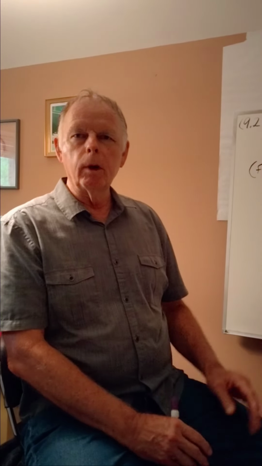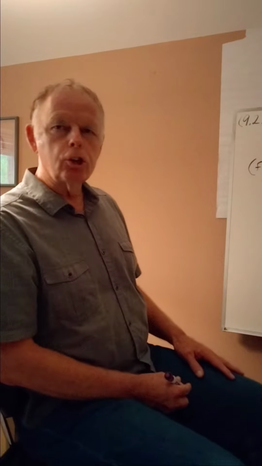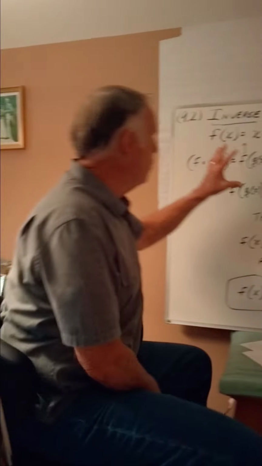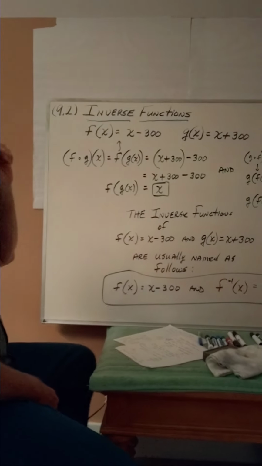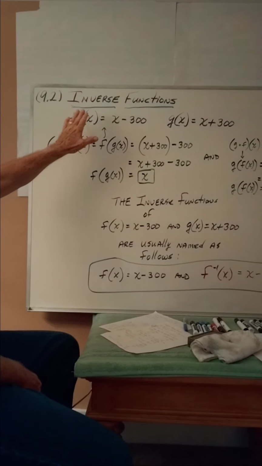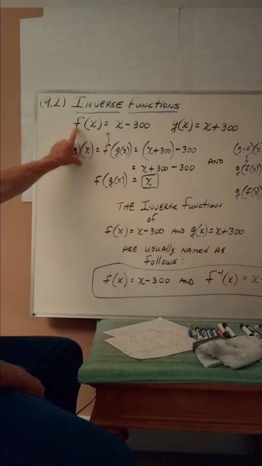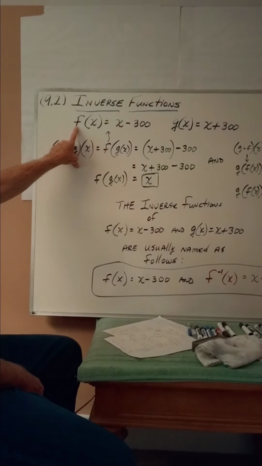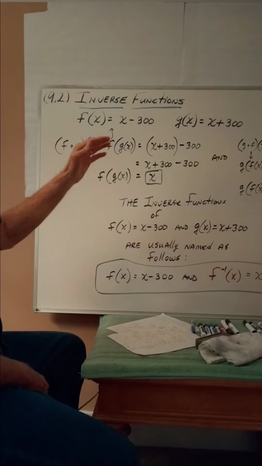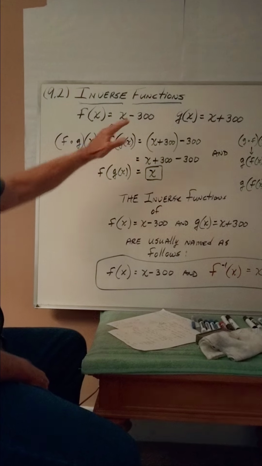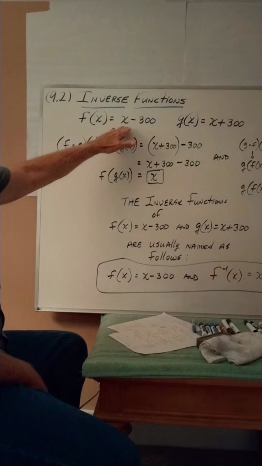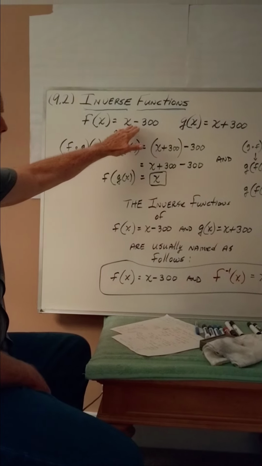Now, here is what we mean by functions that happen to be inverse of one another. I'll use this board up here as I bring forth this definition. The inverse function of function f is a function that undoes the operation that was done to function f. Let me repeat that again.